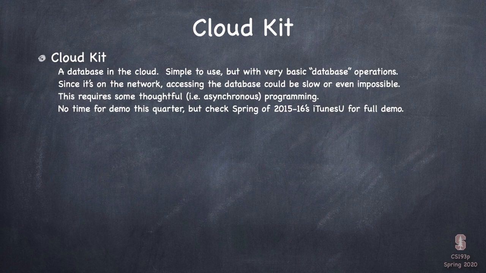So CloudKit, what is it? It's a database in the cloud. Now, it's a simple to use database, has basic database operations, not as fully featured as Core Data. This is not Core Data over the network, all right? And one of the most important things to understand about doing CloudKit database is that it's asynchronous. All of the important calls that do things in CloudKit are asynchronous.